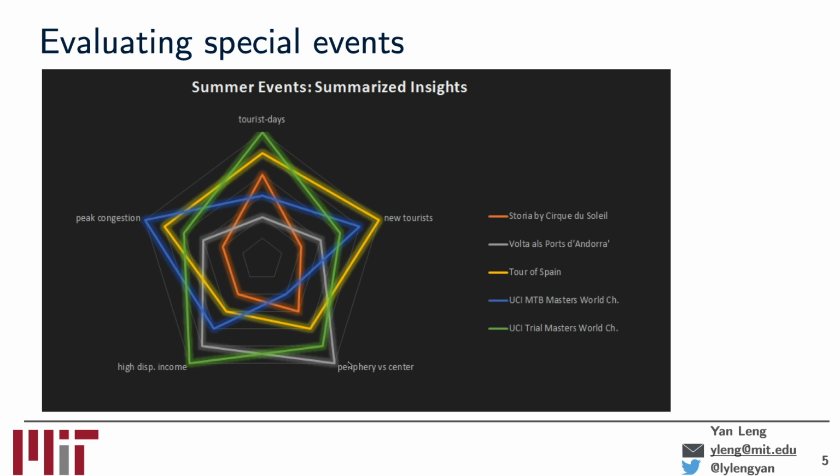For these 4 metrics, the further out they are, the better the performance. And for peak congestion, the further in they are, the better the performance. So as you can see, Cirque du Soleil performed less well compared to other events because it mostly centered at the inner part, while this UCI Trail Master World Championship colored in green and this Tour of Spain colored in yellow performed relatively well in popularity and their marketing strategy.